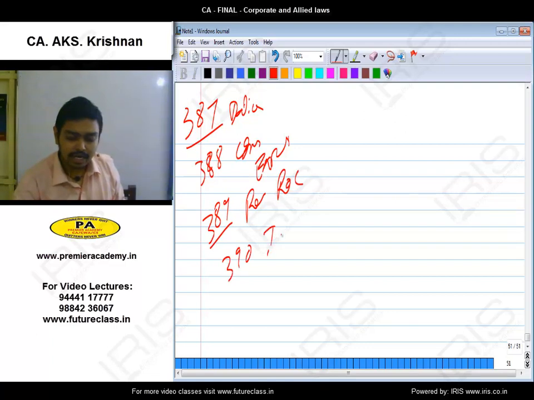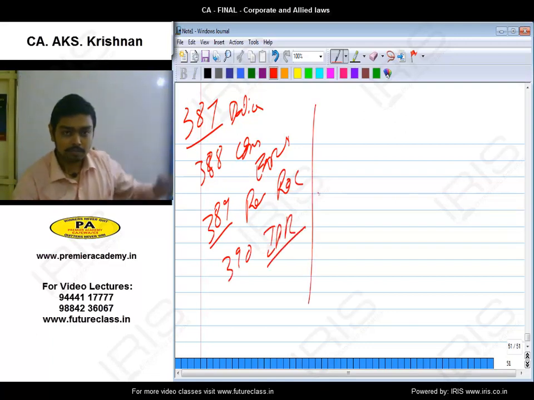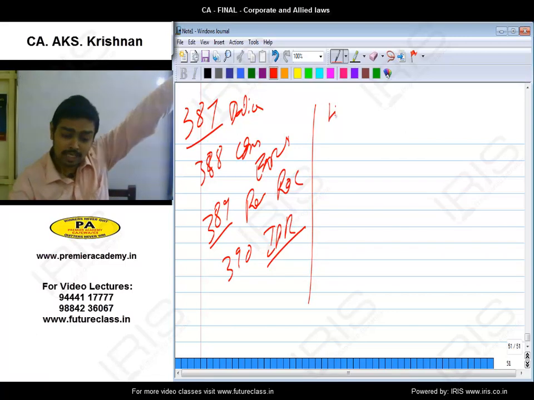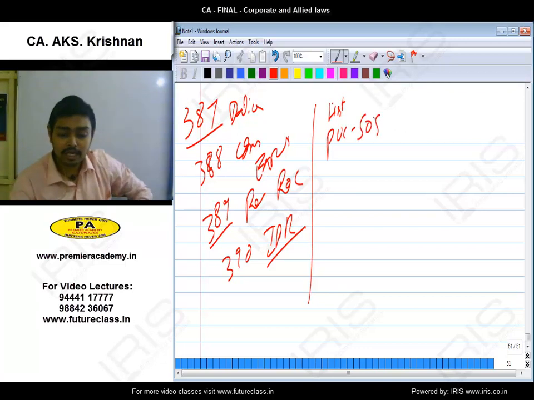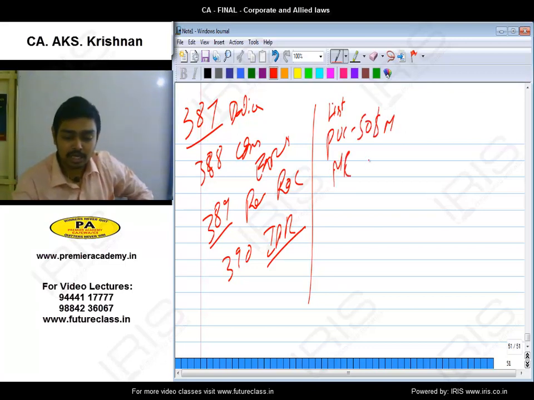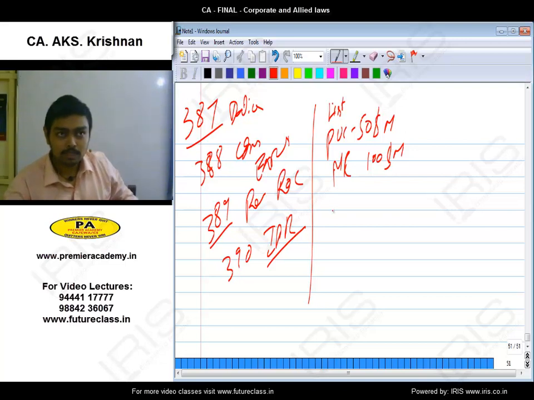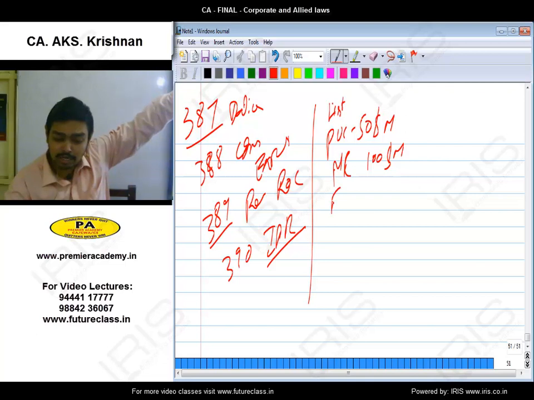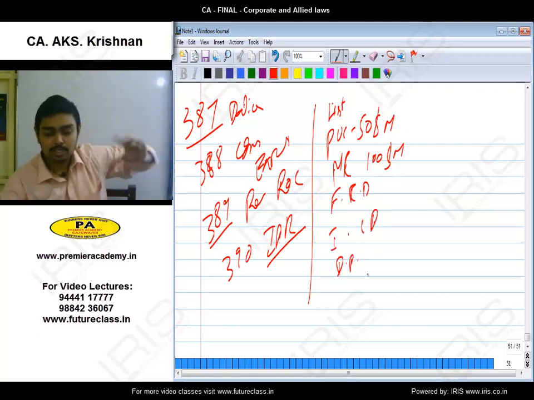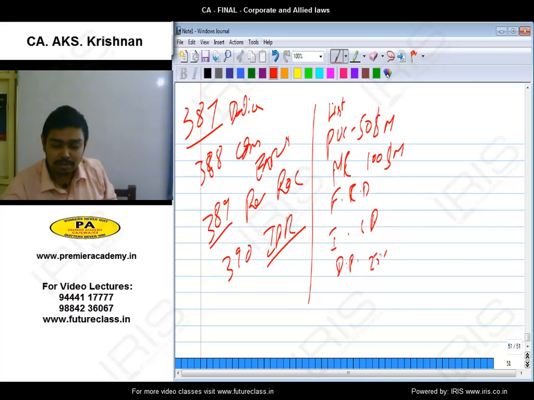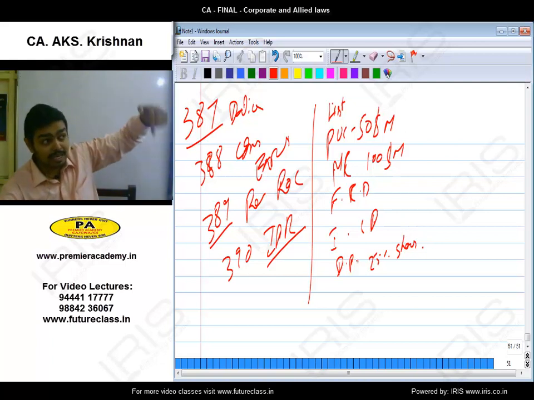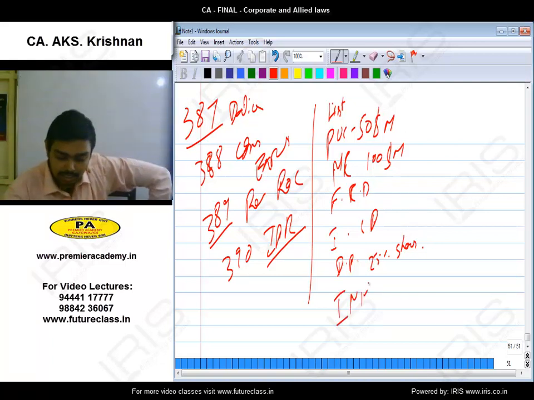Then 390, IDR. So for the IDR, what is the cut off? It should be a listed company. Then it should have paid up capital of how much? $50 million US. Then it should have market capitalization of $100 million US. Then they should have a foreign custodian banker. Then we have an Indian custodian banker. Then we have depositories. Then 25% can be converted into shares. And the IDR in the foreign depository should be denominated in Indian rupees, INR. Correct?